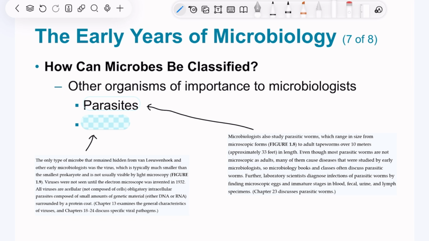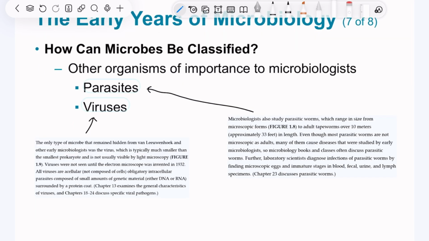Further, laboratory scientists diagnose infections of parasitic worms by finding microscopic eggs and immature stages in blood, fecal, urine, and lymph specimens. The only type of microbe that remained hidden from van Leeuwenhoek and other microbiologists was the virus, which is typically much smaller than the smallest prokaryote and is not usually visible by light microscope. Viruses were not seen until the electron microscope was invented in 1932. All viruses are acellular, which means they are not composed of cells, and are obligate intracellular parasites composed of small amounts of genetic material, either DNA or RNA, surrounded by a protein coat.